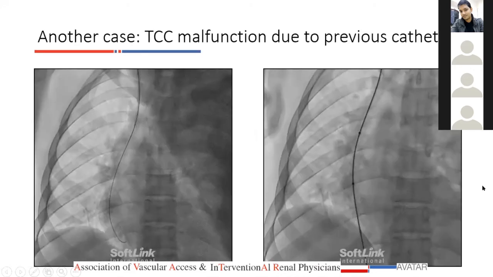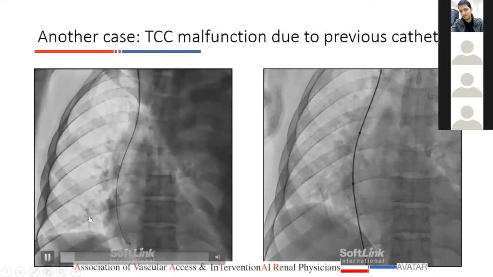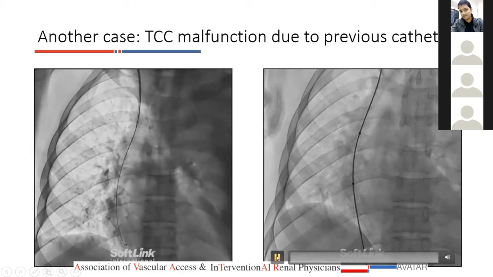Or this lady had a right IJV TCC. She came with a malfunctioning catheter. So after catheter pullback, we did a shoot. The tip was lying just here, at the point at which there is an SVC-RA junction narrowing. So the wire is passed all the way down, and then plasty is done.